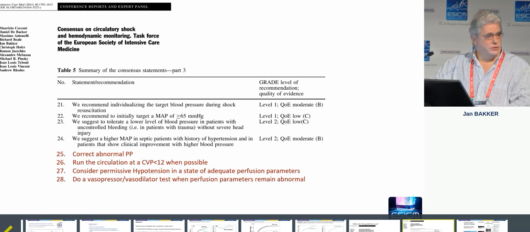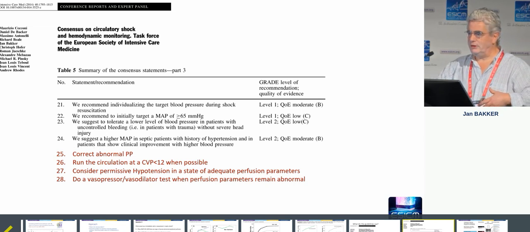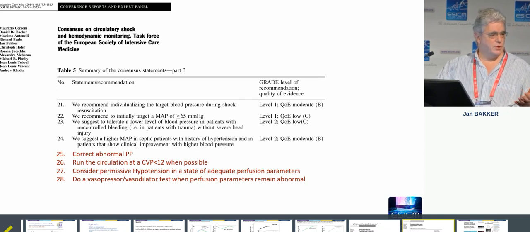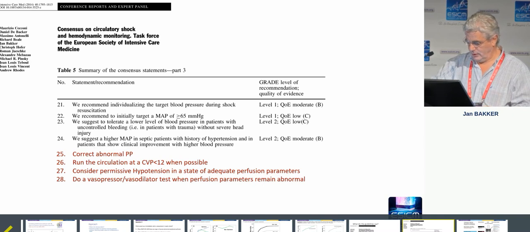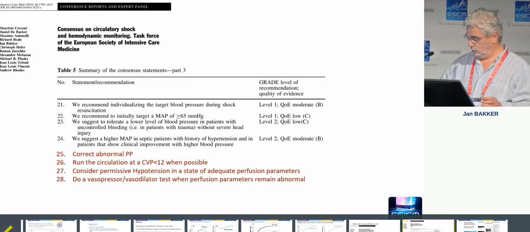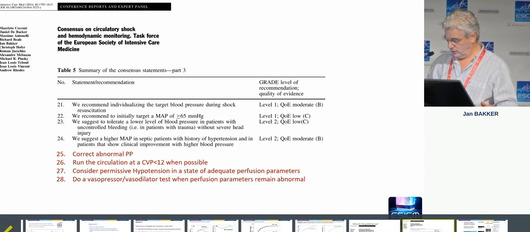And I always do a vasopressor and vasodilator test when my perfusion parameters remain abnormal. So in the previously hypertensive patient, I would increase blood pressure and see what happens. See if my lactate starts to fall, my ScvO2 improves, my peripheral perfusion. And in the others, I would do a vasodilator test and drop the blood pressure in these patients. And that's basically what we did in the Andromeda shock study.